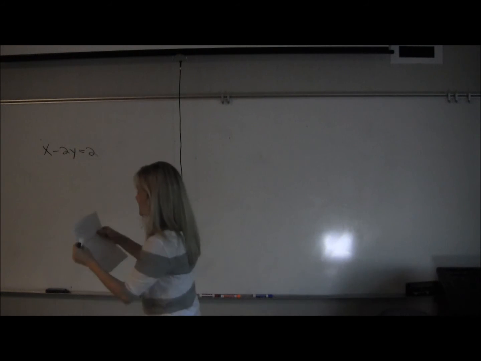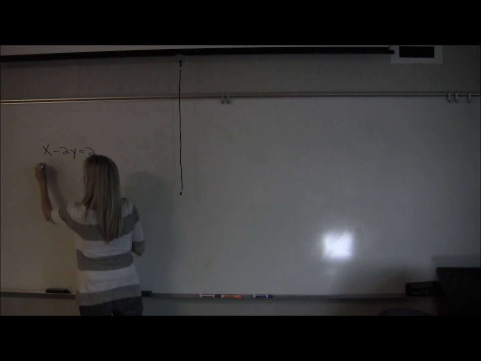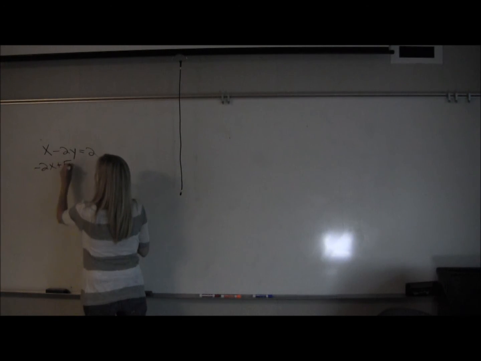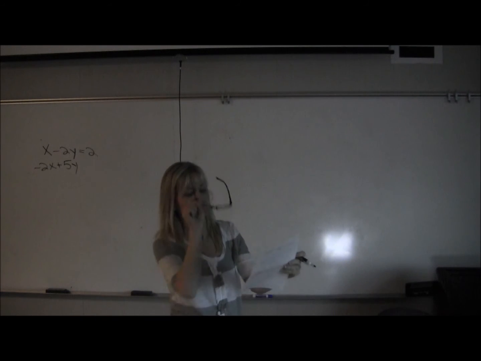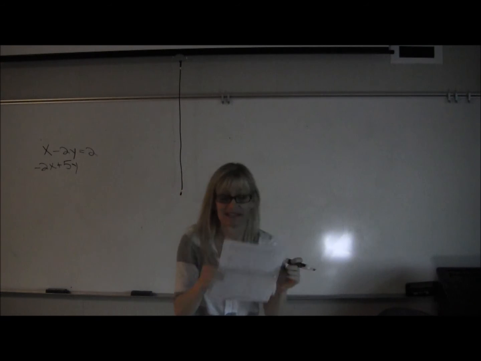Negative 2x plus 5y equals negative 3. Okay.